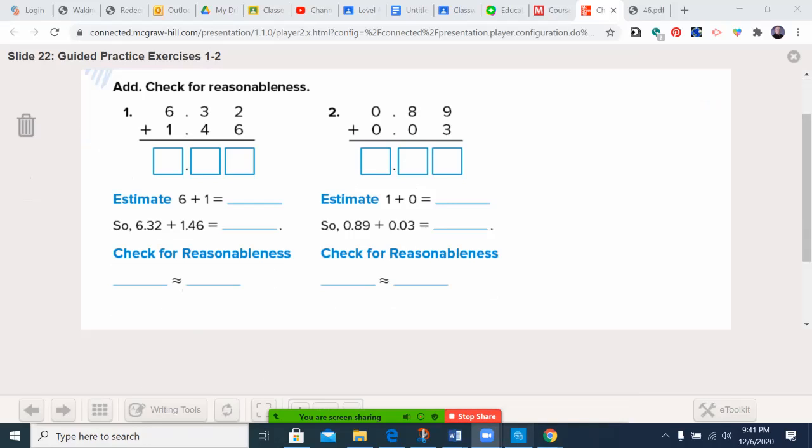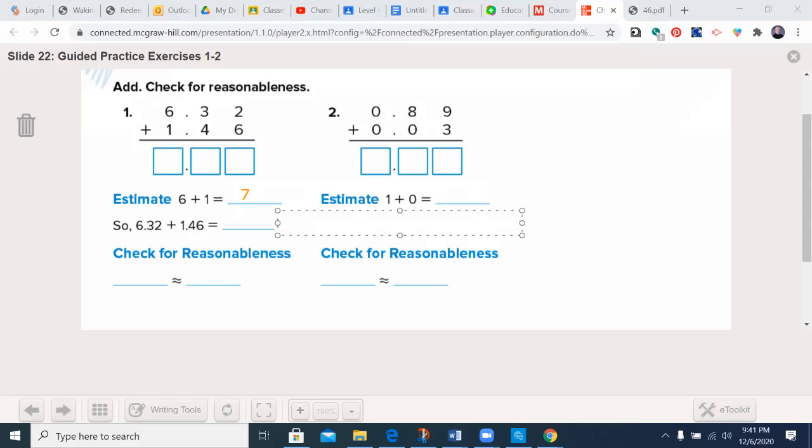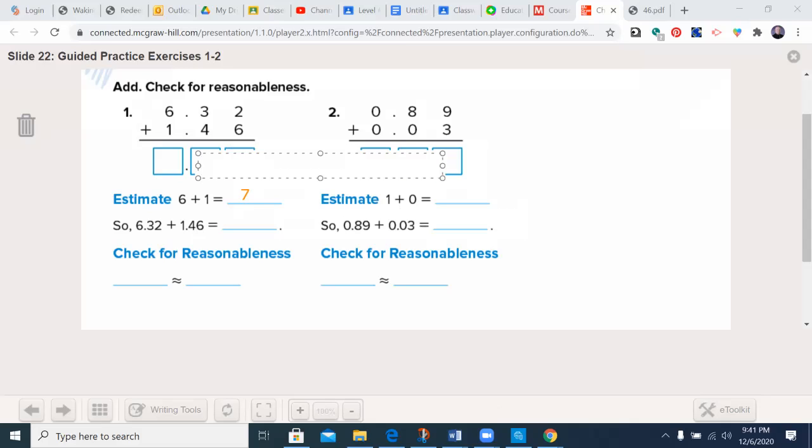You'll notice that a lot of these problems check for reasonableness. Realistically, you're comparing your answer or your sum, which is the answer to an addition problem, to your estimate. This is something that as you go further in your life, you will probably do in your head. I have 6 plus 1 is what? You're right, 7. So now I have to add 6 plus 2 is good. 3 plus 4 is good. 6 plus 1 is good.